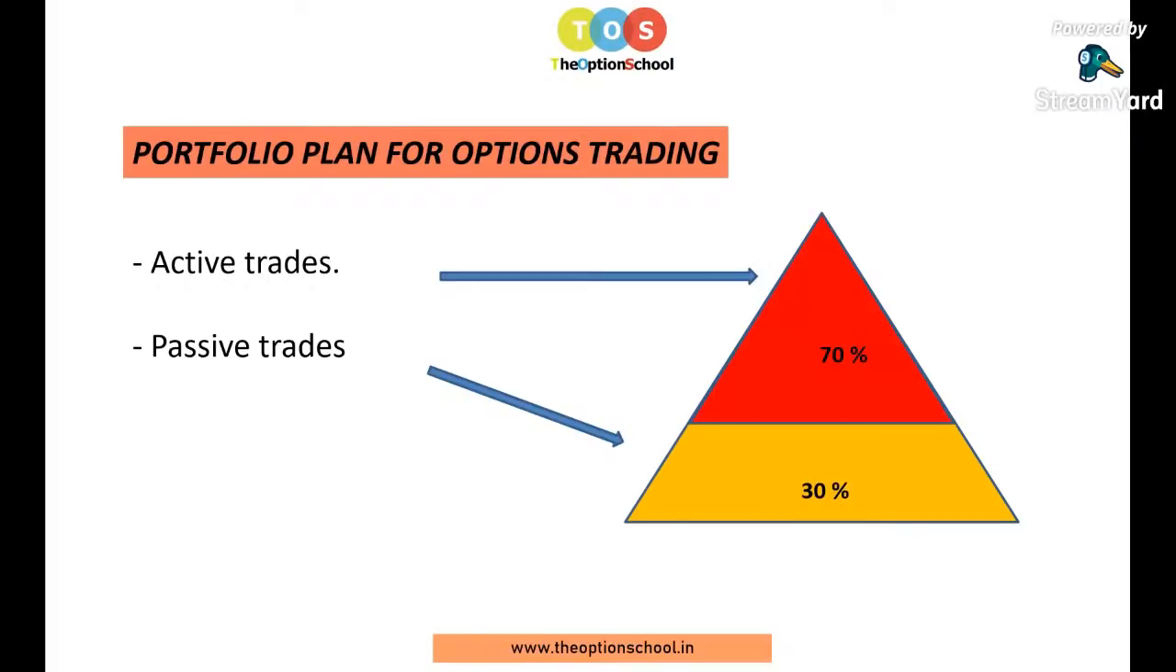In active trades, we have further divided them into short-term trades or medium-term trades, right? So there are some trades which you are taking for a month or for 45 days, even for 2 months. They are medium-term trades, and then there are certain trades which are taken only for a few days, maybe for 15 days or maybe for 1 week. They are categorized into short-term trades.